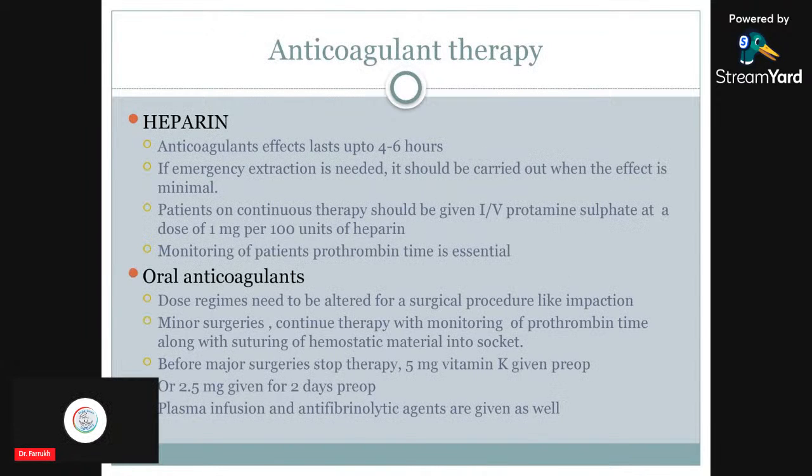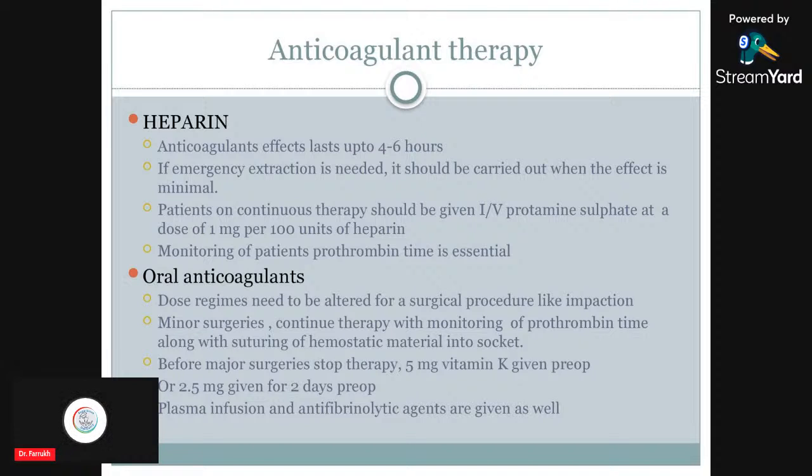Okay, anticoagulant therapy. So what is the anticoagulant? Basically, you give heparin. The anticoagulant effect lasts up to 4 to 6 hours. If emergency extraction is needed, it should be carried out when the effect is minimal. A patient on continuous therapy should be given IV protamine sulfate at a dose of 1 mg per 100 units of heparin. Okay. Monitoring of the patient for some time is essential.